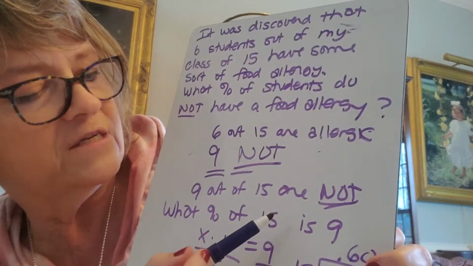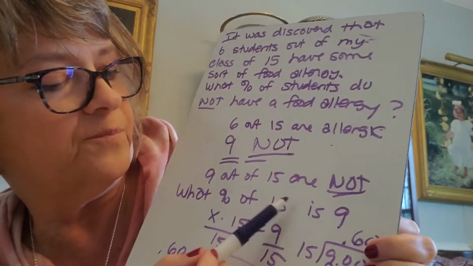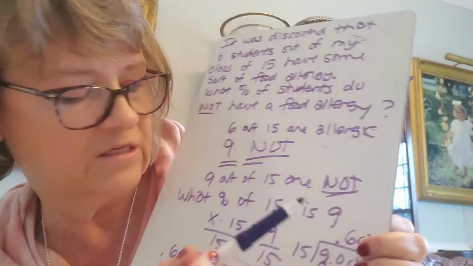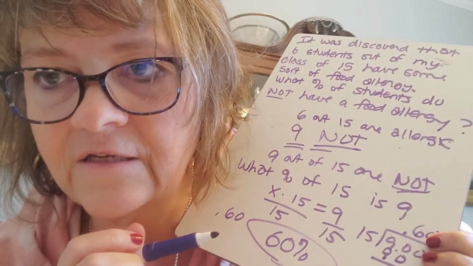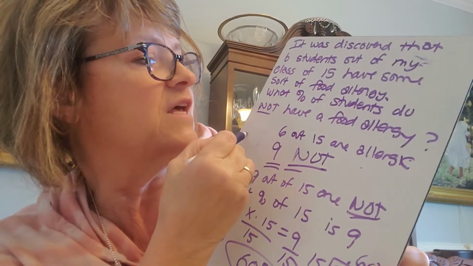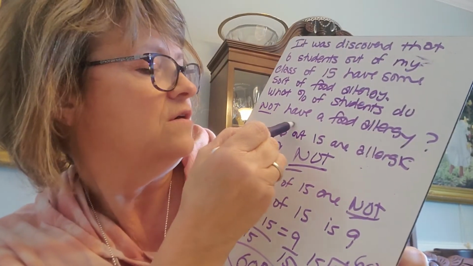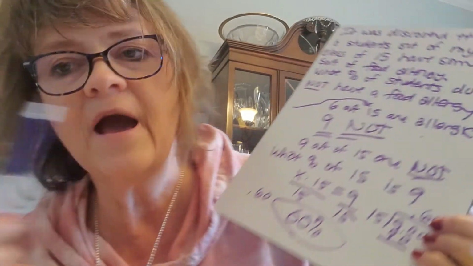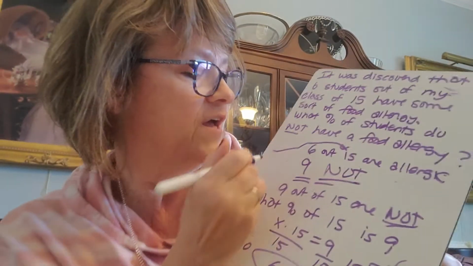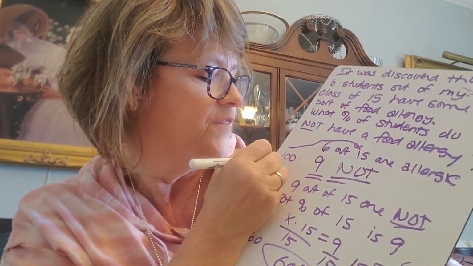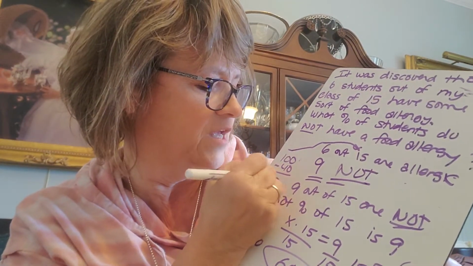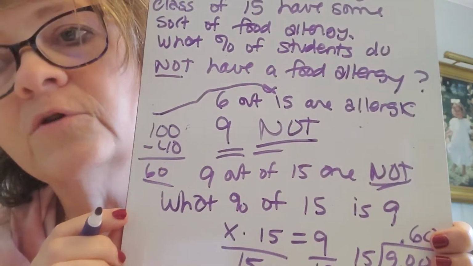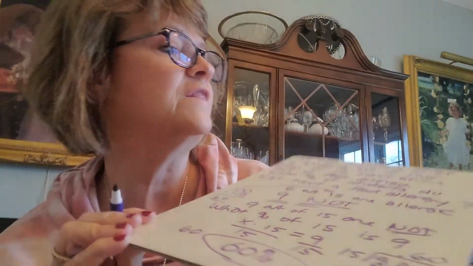If you had done it with what percent of 15 is 6, you would have gotten 40%. And you would have found that 40% have an allergy. 40% have an allergy. And then you would have to read the question, how many don't have an allergy? If 40% do, then 100 take away 40 gives you 60%. Okay? Hope you get that one.